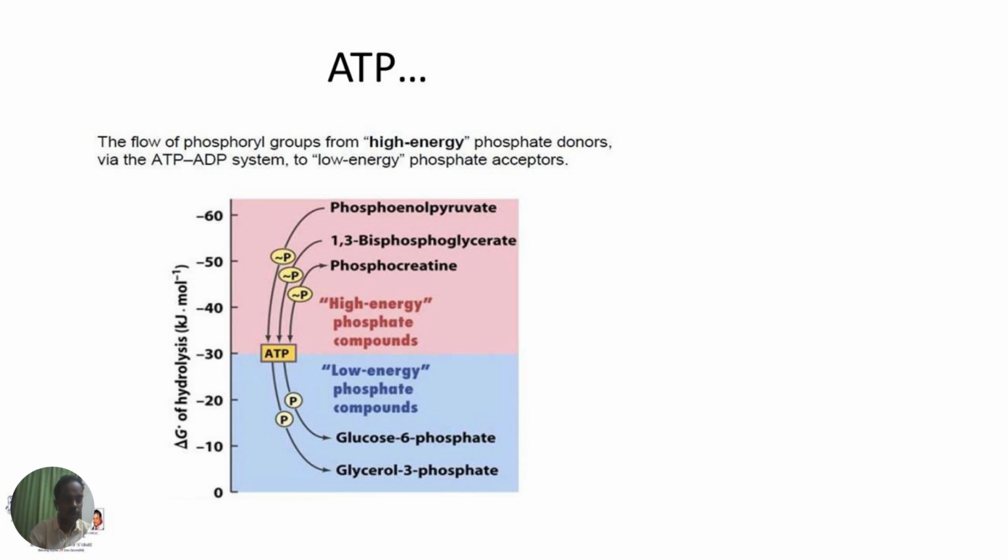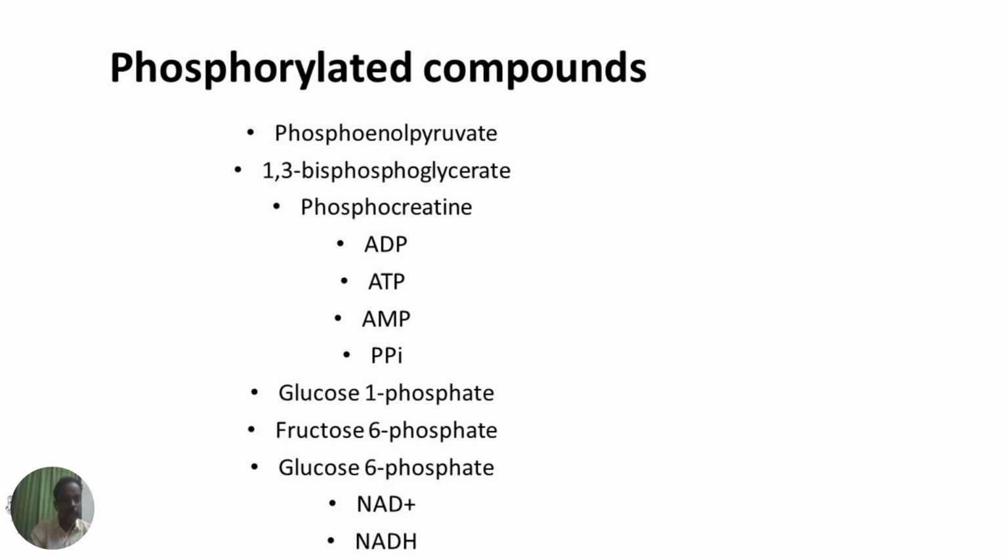The flow of phosphoryl group from high energy phosphate donors via the ATP-ADP system to low energy phosphate acceptors. The phosphorylated compounds are phosphoenol pyruvate, 1,3-bisphosphoglycerate, phosphocreatine, ATP, ADP, AMP, and PPi, glucose 1-phosphate, fructose 6-phosphate, glucose 6-phosphate, NADH, and NAD+.